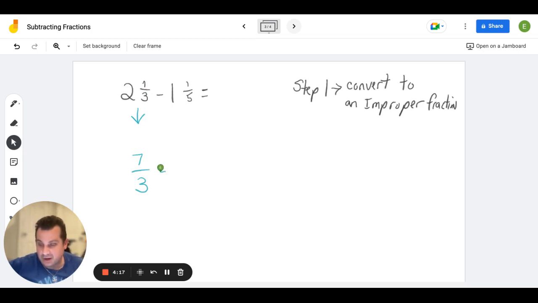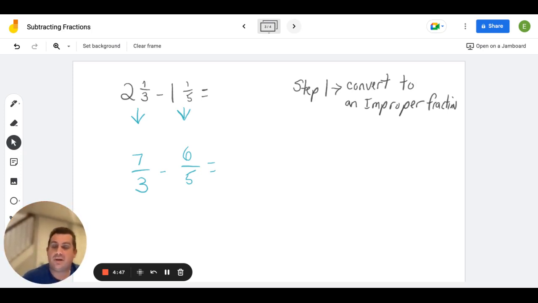Now I'm going to subtract 1 1/5. Well, 5 times 1 is 5, plus 1 is 6, and keep it over 5. So it's 6/5. So now I'm just going to double check that. Good. Now we have to subtract 7/3 minus 6/5. But now we have a problem that looks similar to the one that we had just done before. We need to now find a common denominator.